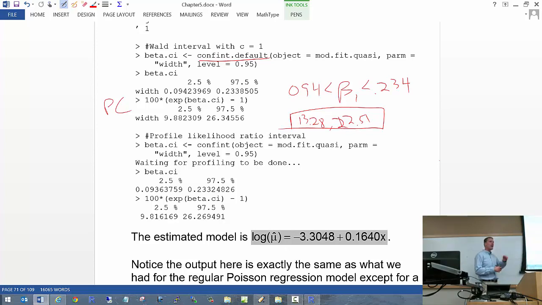We can do the profile likelihood ratio interval as well. We get 9.81 to 26.26. I'm sorry, this number that I had put in a rectangle here should be directly compared to the profile one. So the 13.28 to 22.51 was the profile likelihood ratio interval from a regular Poisson regression model.